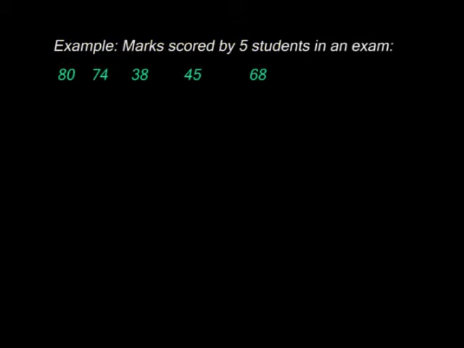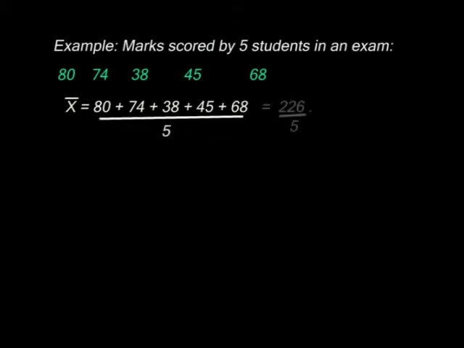For example, the following were marks scored by 5 students in an exam. Calculate the mean score. So we have x bar is equal to, we add all those values, there are 5 of them. So we have 80 plus 74 plus 45 plus 68, we divide by 5, we have 226 over 5 gives us 45.2. 45.2 is our mean score.